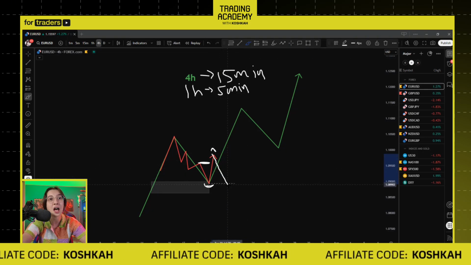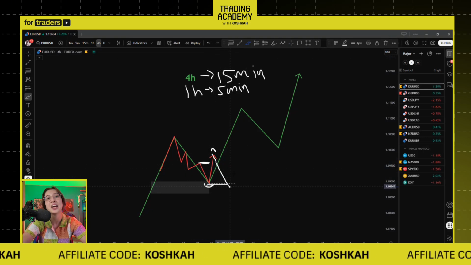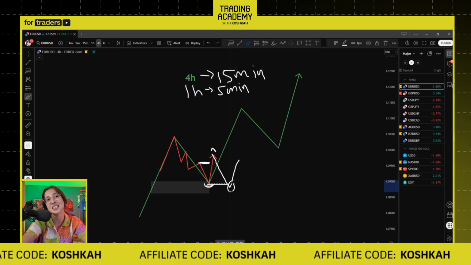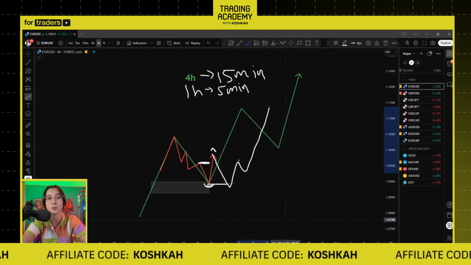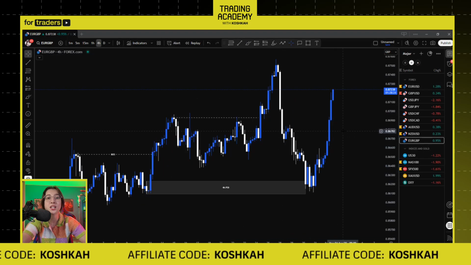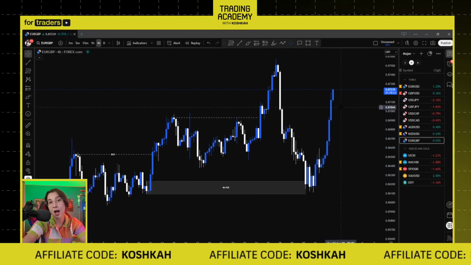And if you push to the downside and then sweep liquidity, then as well it's a good idea to see this entry, because then it's as well a good sign that price is ready to push up again. So let's go on a real chart right now for an example.